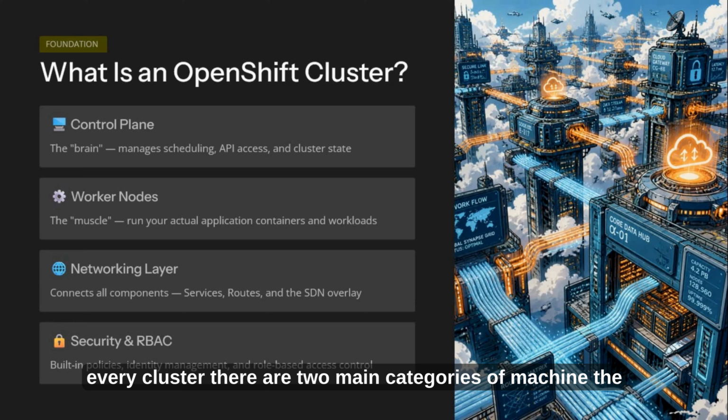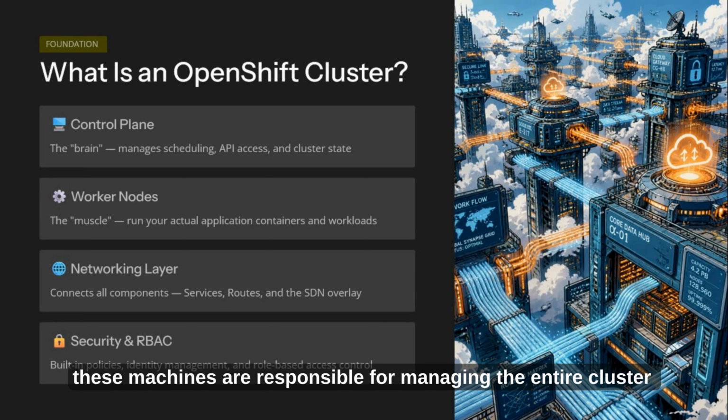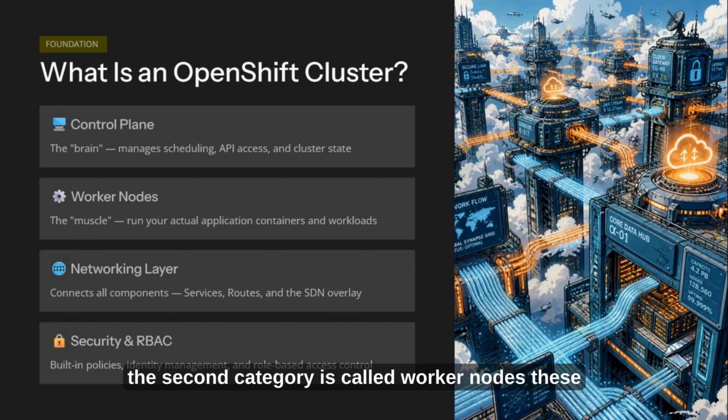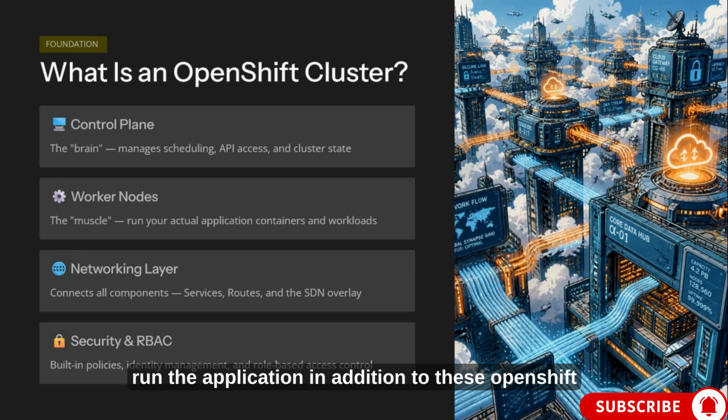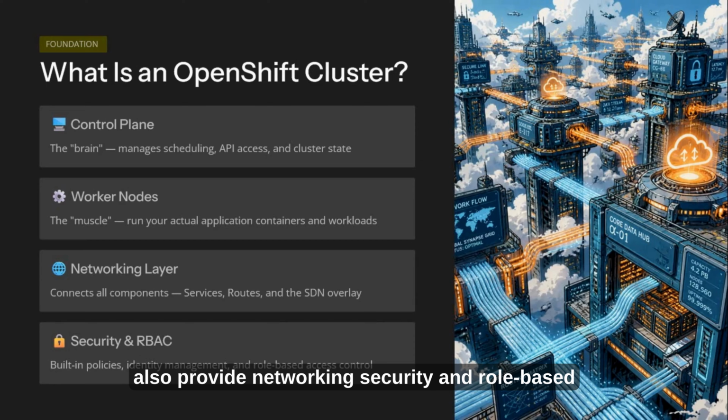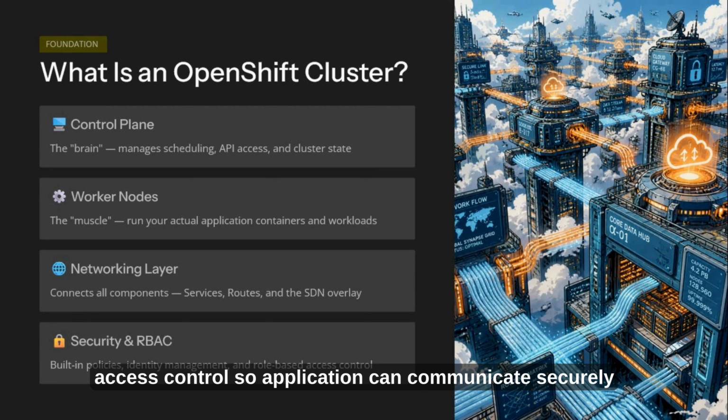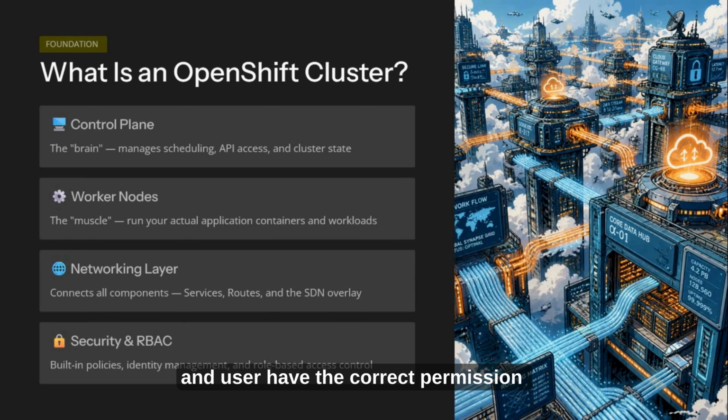Inside every cluster, there are two main categories of machines. The first category is called the control plane. These machines are responsible for managing the entire cluster. The second category is called worker nodes. These machines actually run the application. In addition to these, OpenShift also provides networking, security, and role-based access control so applications can communicate securely and users have the correct permissions.